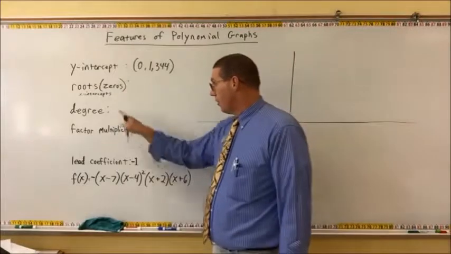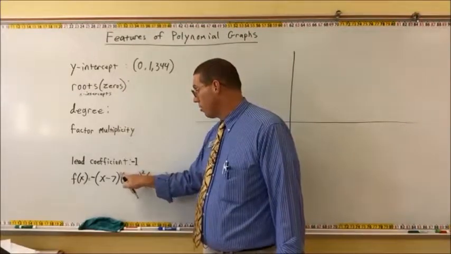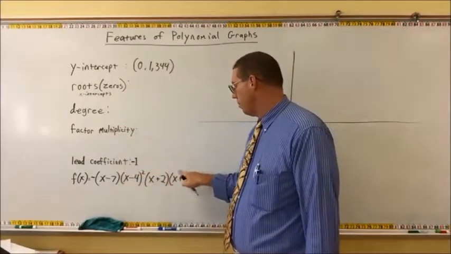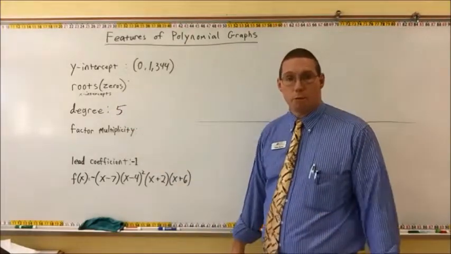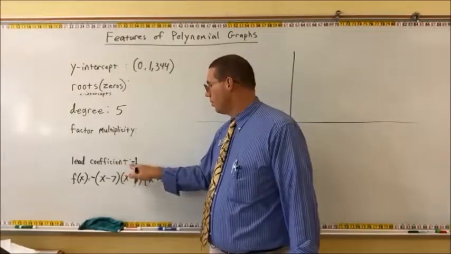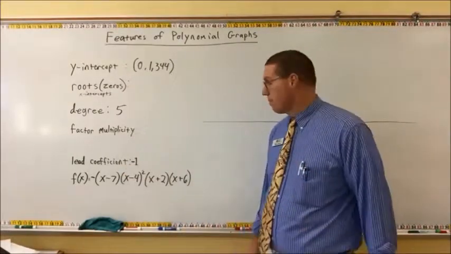But we can identify the degree by adding up all the multiplicities. 1 plus 2 plus 1 plus 1, that's 5. So this has a degree of 5. That is an odd multiplicity. And the lead coefficient is negative, and that means something very specific.